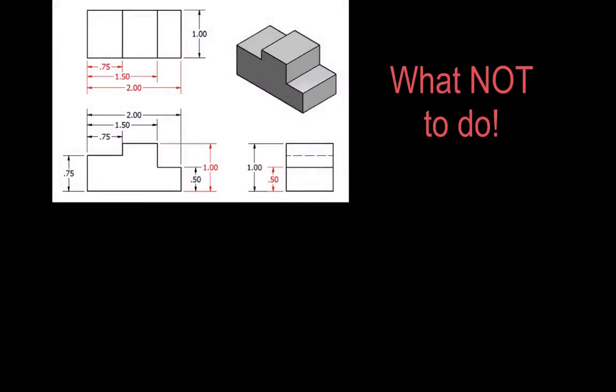So as we go, here's an example of what not to do. As you can see here, everything in red is an over dimension, meaning I've listed the same bits of information twice. I have 0.75 on top and 0.75 on the bottom, 1.5 on top and 1.5 on the bottom, and 2 on the top and 2 also on the bottom. On the right side, I have that 1 inch there, and just to the right of it, I already have the inch labeled. And similarly, that 0.50 is also not supposed to be there.